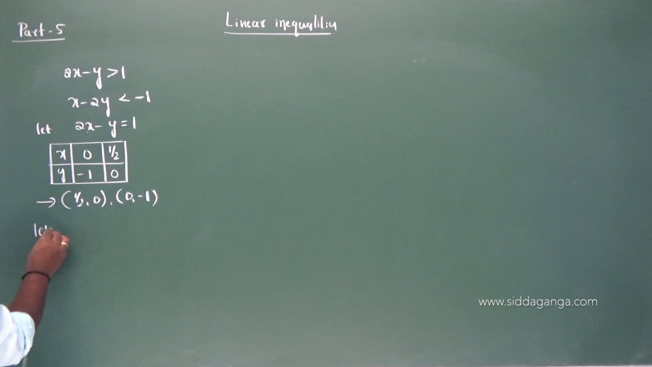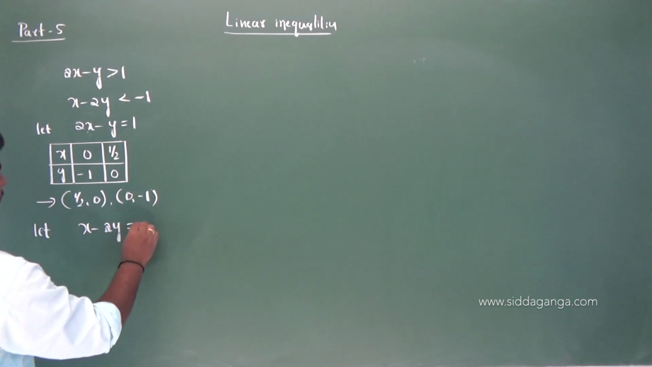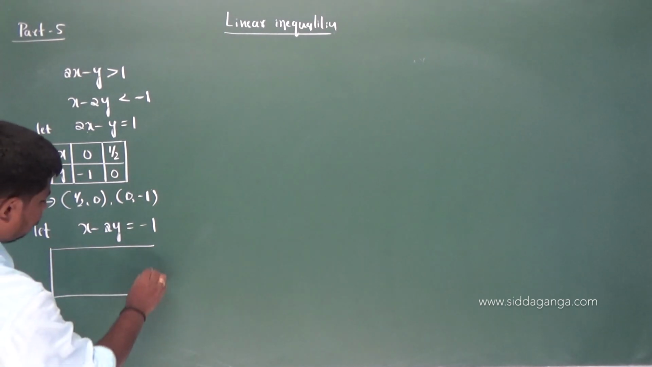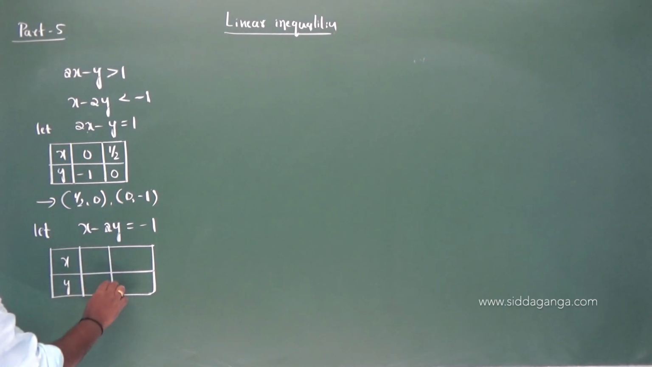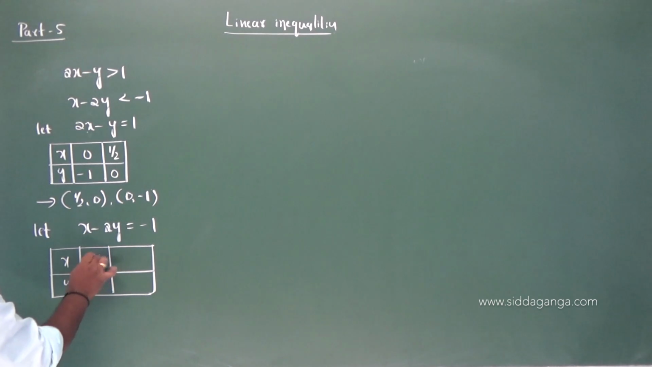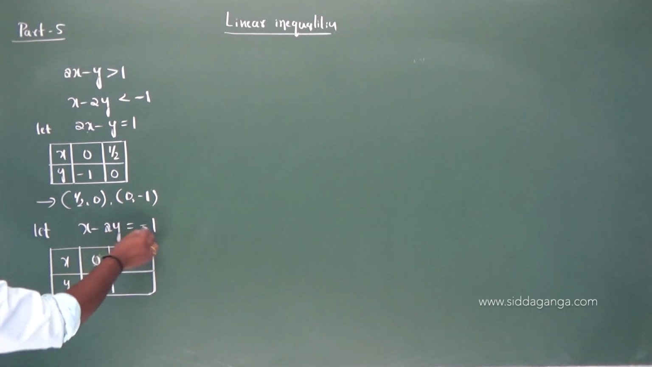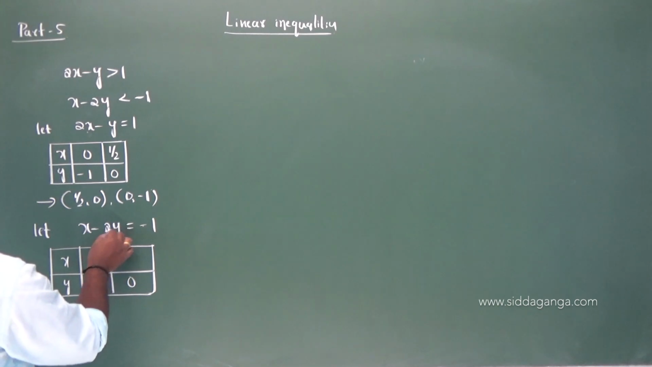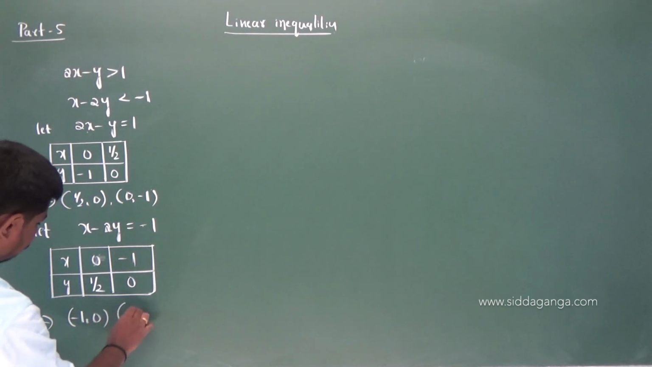And the second line is what? x minus 2y is equal to minus 1. This is passing through the points: when x is 0, minus 2y is equal to minus 1, so y becomes 1 by 2. When y is 0, x becomes minus 1. So this is a line passing through minus 1 comma 0 and 0 comma 1 by 2.